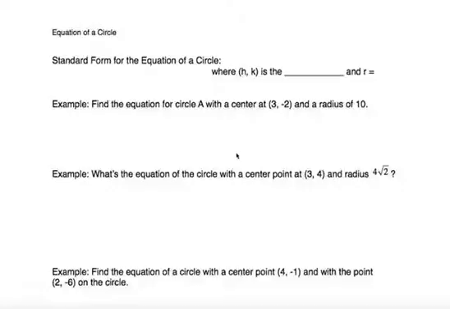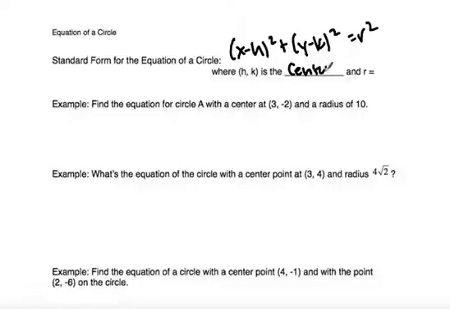The standard form of an equation of a circle is (x - h)² + (y - k)² = r², where (h, k) is just the center, with h being your x value for the center and k being your y value for the center, and r is just the radius.